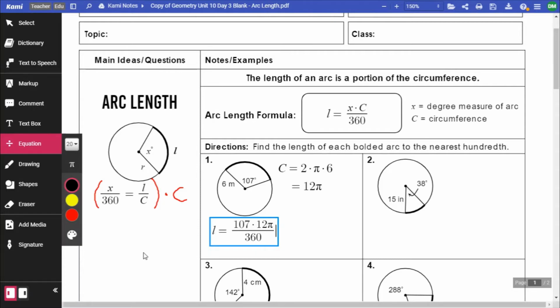Okay, and from here we can just punch this into the calculator. So I'm going to do that. Can't see it on the video, I know, but I'm going to punch that in real quick, and we're going to get 107 times 12 pi divided by 360. If you're using a scientific or a graphing calculator, you can just put that all in on one line, and we get about 11.21. And this is a distance, just a linear distance. So that's 11.21 meters.